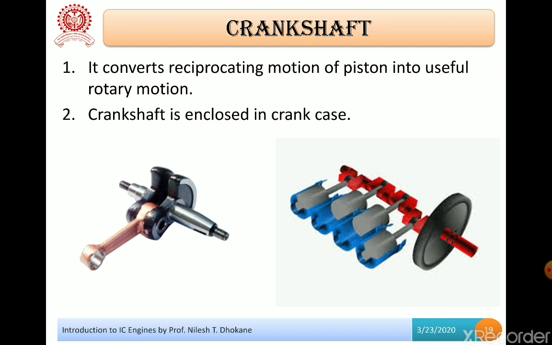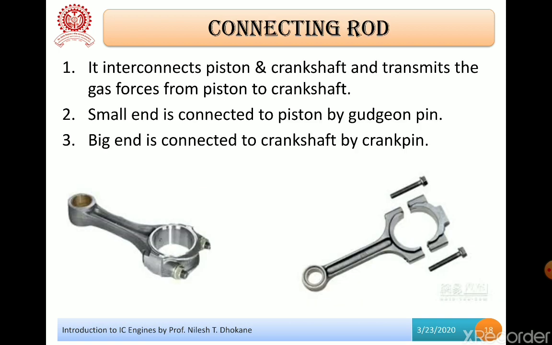Next is the crankshaft. This converts the reciprocating motion of the piston into useful rotary motion, and finally it can be given to the wheels in case of the automobile application. So the crankshaft is enclosed in the crankcase, and it is connected to the piston with the help of the connecting rod that you can see here.